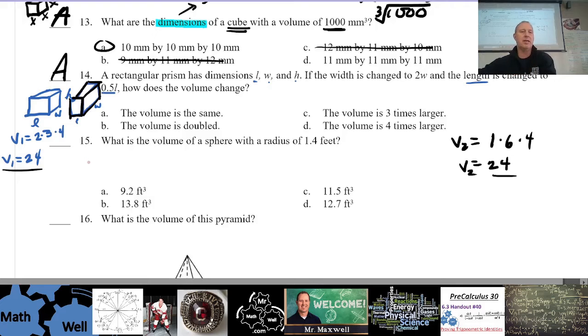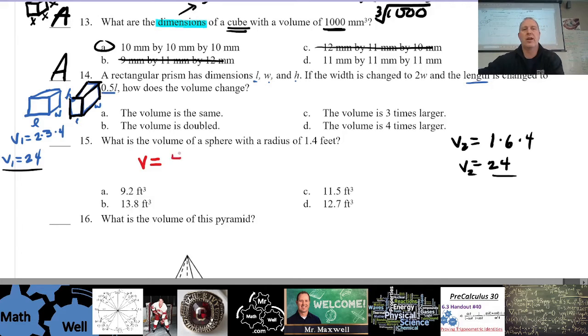Well, actually, for 15, I'm just going to give you the start. I'm just going to start it for you. So what is the formula for the volume of a sphere? We kind of talked about this earlier. 4 pi r squared? Close. That's the surface area for a sphere. So what was the other one?